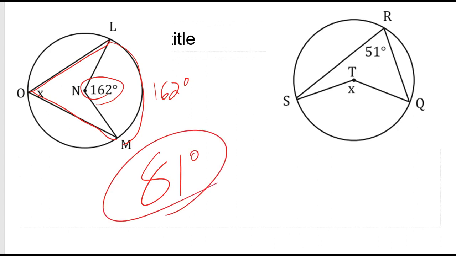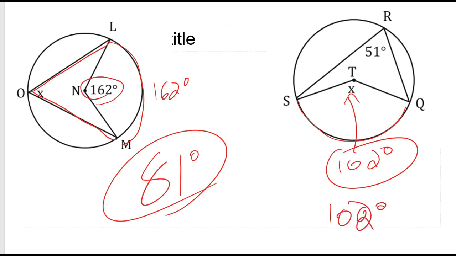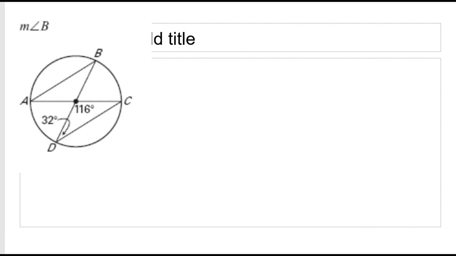Pretty simple. Now the one on the right, we're going backwards, just like the first one we did on the last slide. 51. That means this is 102. If this is 102, that's 102. So my answer to the right one is 102 degrees. Very simple.